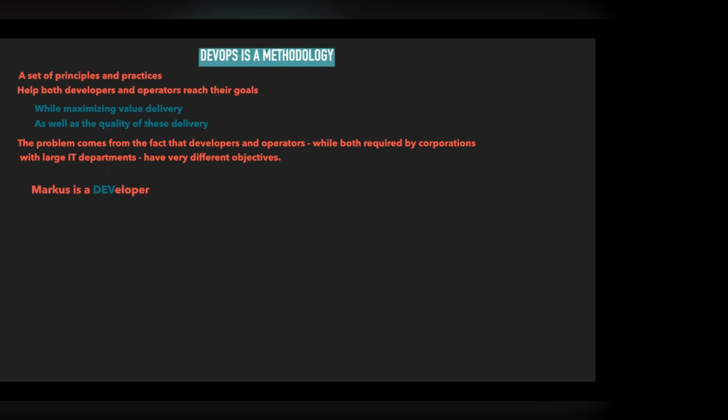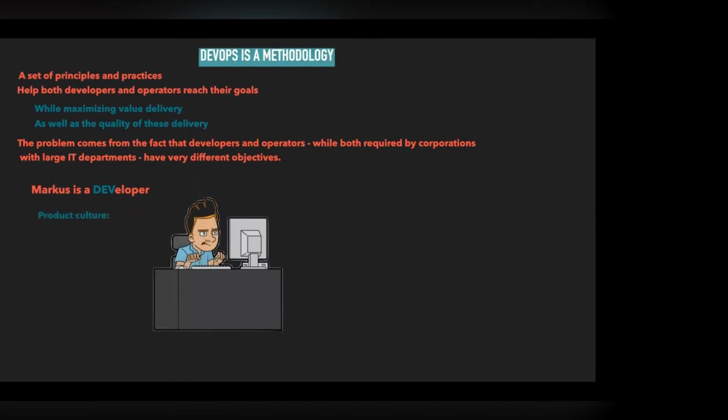So for example, we have Marcus as a developer. He's coding the code. His culture is software development. His local objective is to deliver new functionality of quality, ideally of quality, yes. And Marcus wants to maximize change.